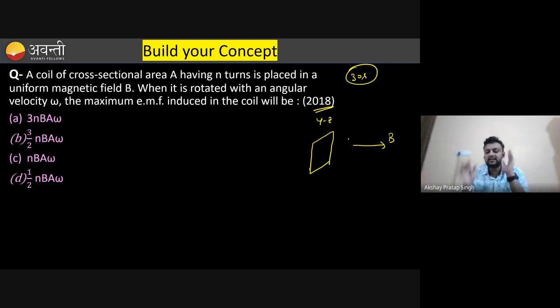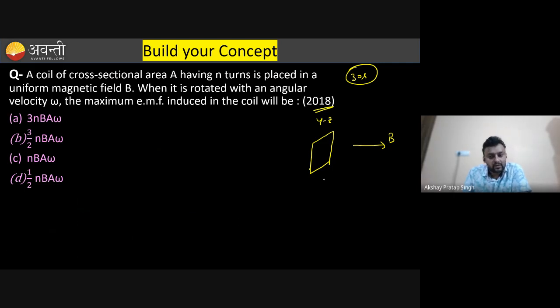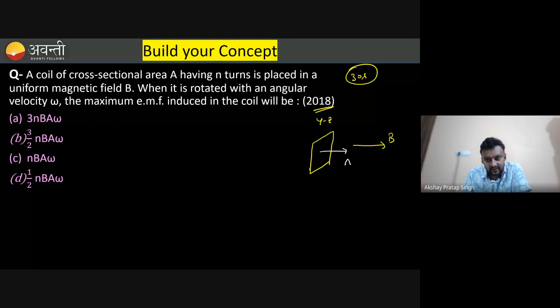Everybody can see that the area vector is always perpendicular to the plane, so the area vector is going to be in this direction. That means the angle is going to be 0. Initially, at t equals 0, the angle is going to be 0. Nothing is mentioned in the question, so I can start with any situation.